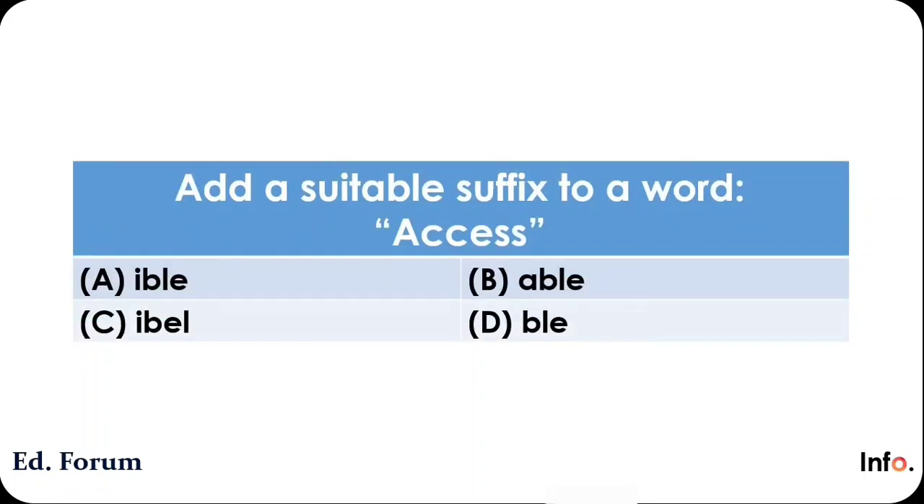And then add a suitable suffix to the word access. So is it accessible? IBLE or ABLE or IBEL or BLE. So which is the correct answer? You know what? Most of the students make this mistake, and the examiner on purpose gives you this sentence in your paper so that you attempt a mistake and lose your marks. So IBLE, accessible, is the correct answer. So option A is the correct answer over here.